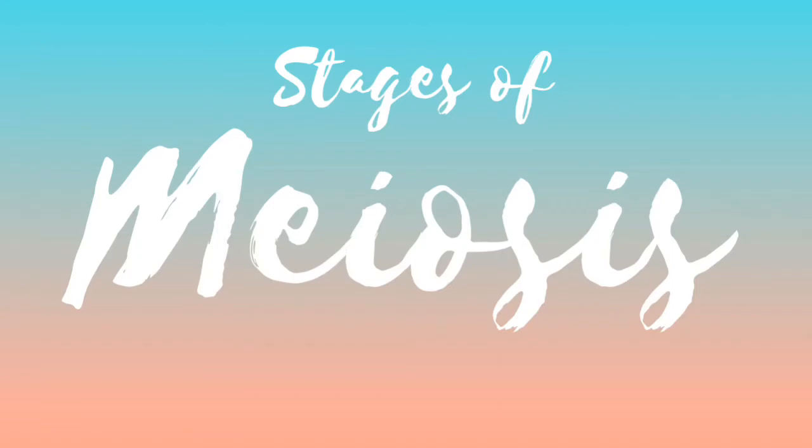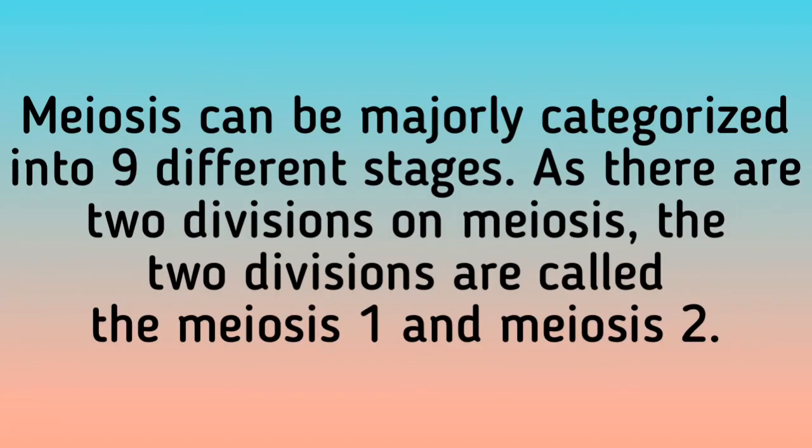Stages of meiosis. Meiosis can be majorly categorized into 9 different stages, as there are 2 divisions in meiosis. The 2 divisions are called meiosis 1, where the cells divide for the first time, and meiosis 2, where the cell divides for the second time.